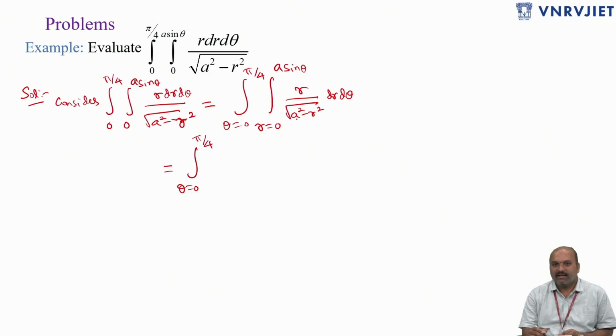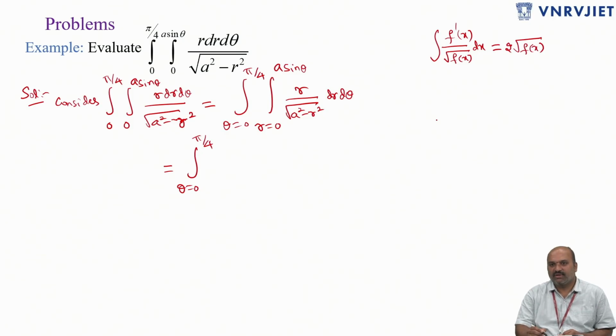We have a standard formula, which I'm writing here: integral f dash x divided by root f of x dx equals 2 root f of x. Here f of r is a square minus r square. What is the derivative of a square minus r square? It is minus 2r. You have r, but you don't have minus 2.